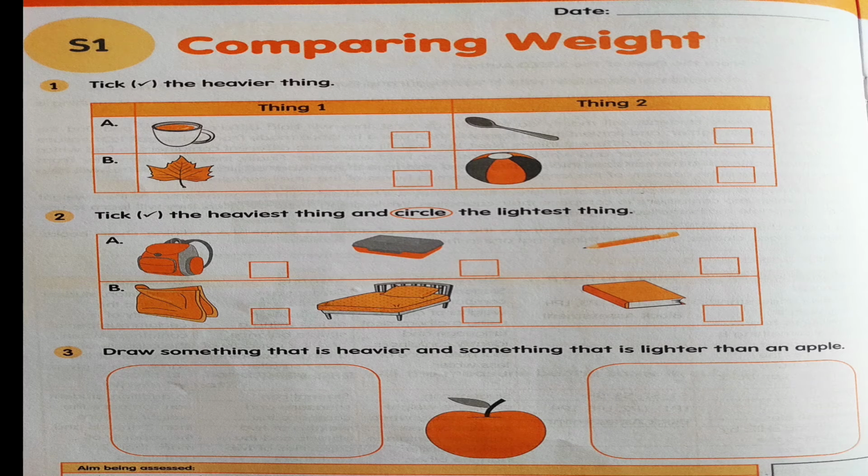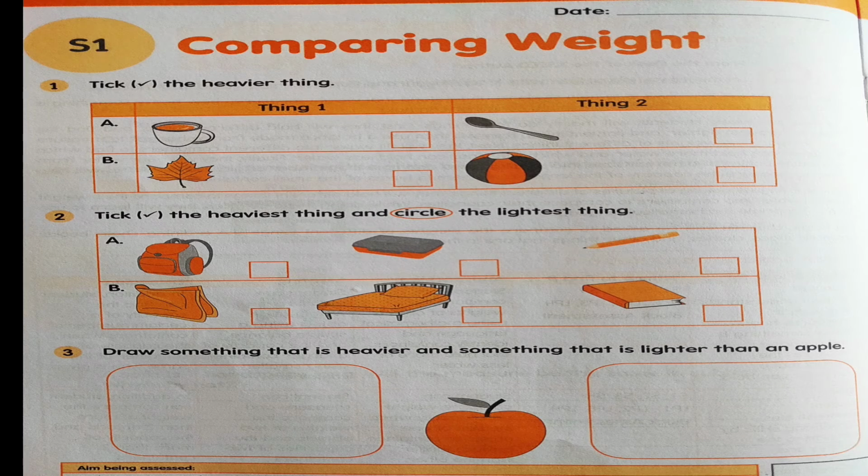And B also, you will do the same, a leaf and a ball. Which one do you think is lighter or heavier? If the ball is heavier, you will tick the ball. Remember, the question asks you to take only the thing that is heavier. That means which is more heavy. Now the ball is more heavy than a leaf. That we all know. So you will have to tick the ball.